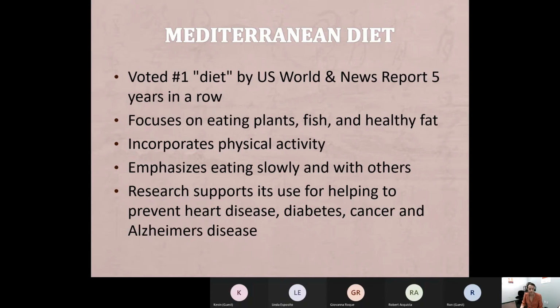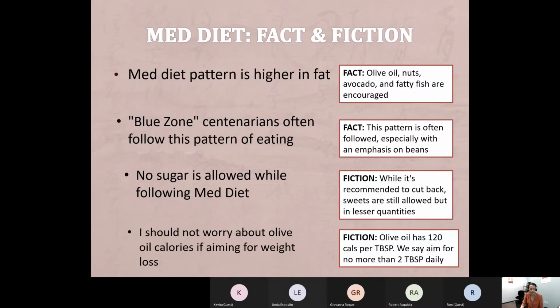And last but not least, the Mediterranean diet. Amanda and I usually focus on this, but it's voted number one best, quote unquote, diet by the US World News Report 5 years in a row. It focuses on eating plants, fish, and healthy fat, physical activity, eating slowly and with others, and research supports its use for helping to prevent heart disease, diabetes, cancer, and Alzheimer's disease. We do a lot of research at the WTC with Med Diet as well.